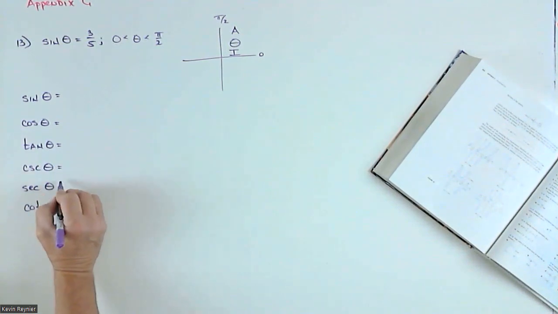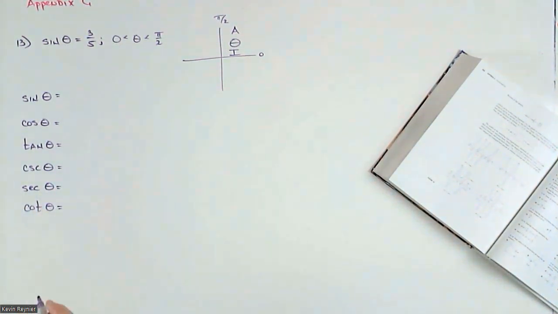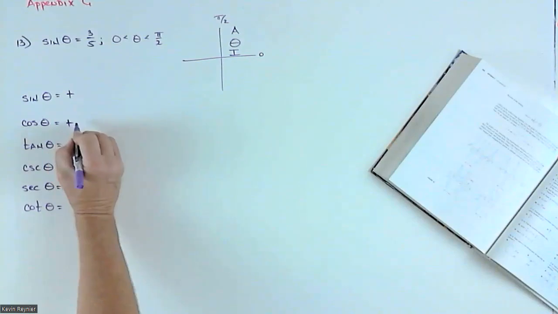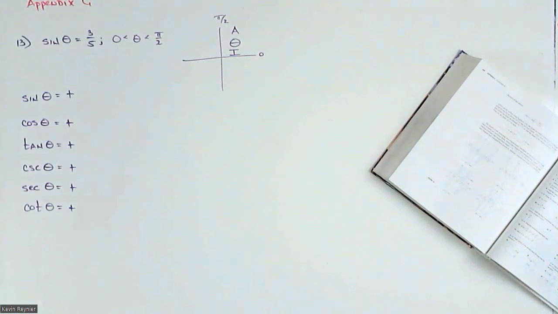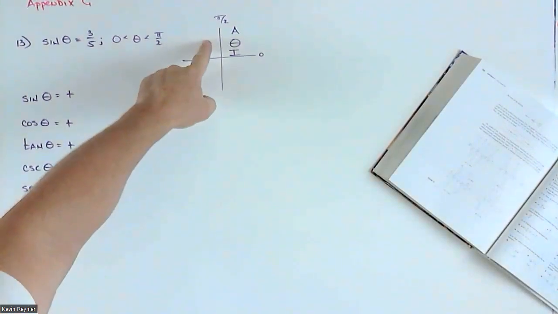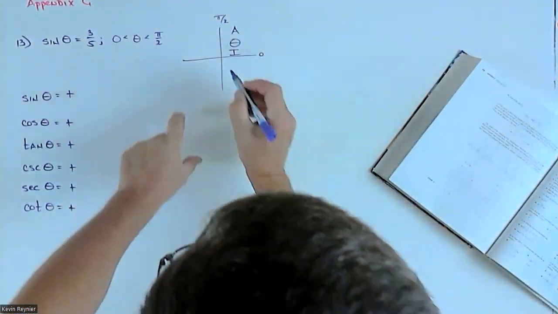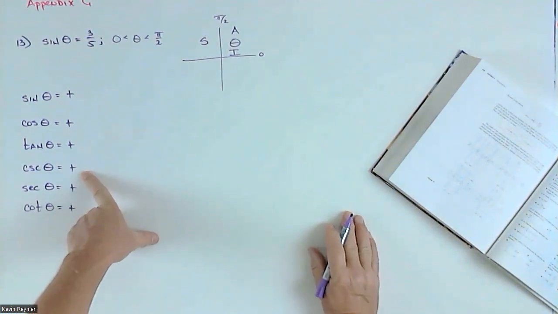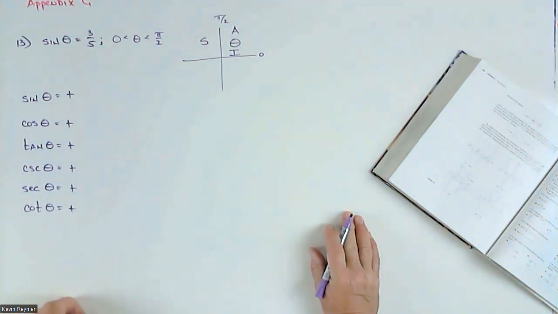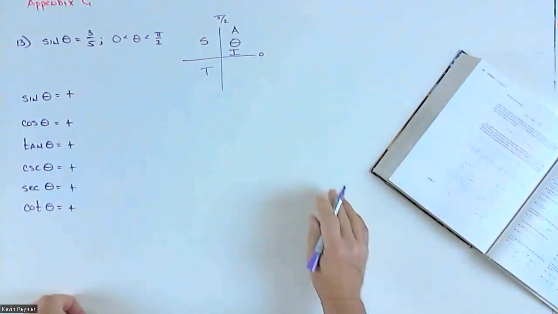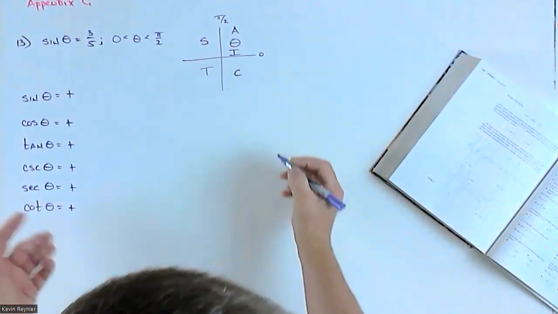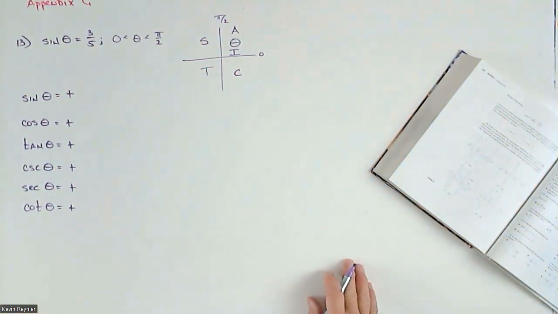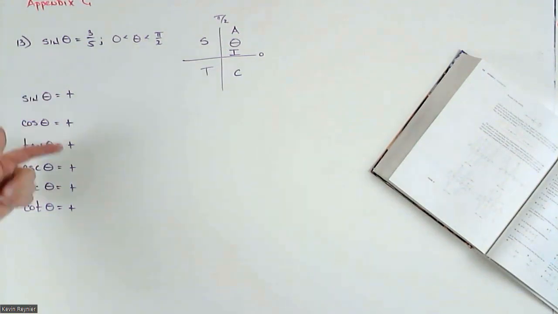Now, why did they tell us which quadrant we're in? Well, so we know that these all get pluses. If we were in a different quadrant, some of those would be positive and some of those would be negative. In quadrant 2, all students, right? Students, sine and cosecant are positive. The other 4 are negative. Your tangent and cotangent are positive. The other 4 are negative. Your cosine and secant are positive. The other four are negative. So they have told us the sign.